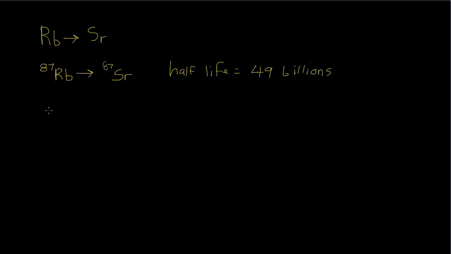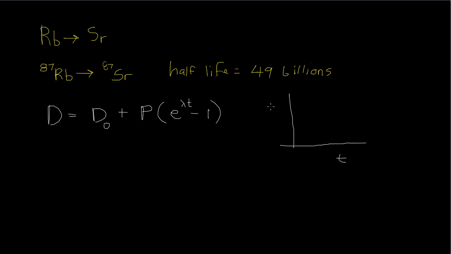We say that the daughter, let's just write it generically here, the daughter isotope equals whatever daughter was around before radioactive decay started, plus the concentration of the parent isotope times e to the lambda t minus 1, where lambda is the decay constant. So that is your radioactive decay equation, and it describes a curve. If this is time, and this is the amount of daughter, it describes a curve that looks like this.